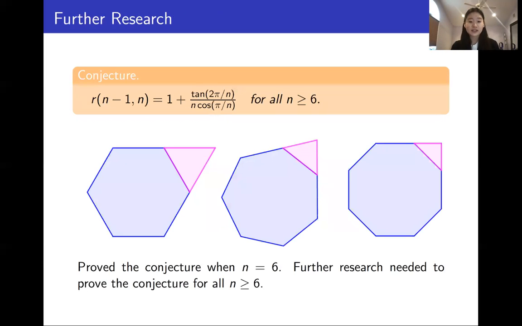We have confirmed that this conjecture is true when n equals 6. However, further research is needed to prove the conjecture for all n greater than or equal to 6. If we use the outer product technique that we used for n equals 5 and 6, it requires 2n minus 6 parameters. So as the value of n increases, the number of parameters will also increase, which shows that we cannot use this technique for larger n values. Thus, a new technique is needed to prove this conjecture.